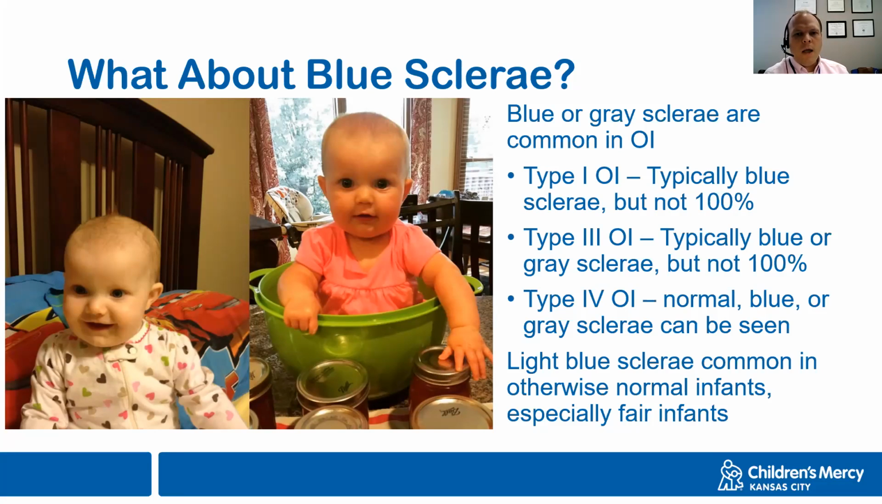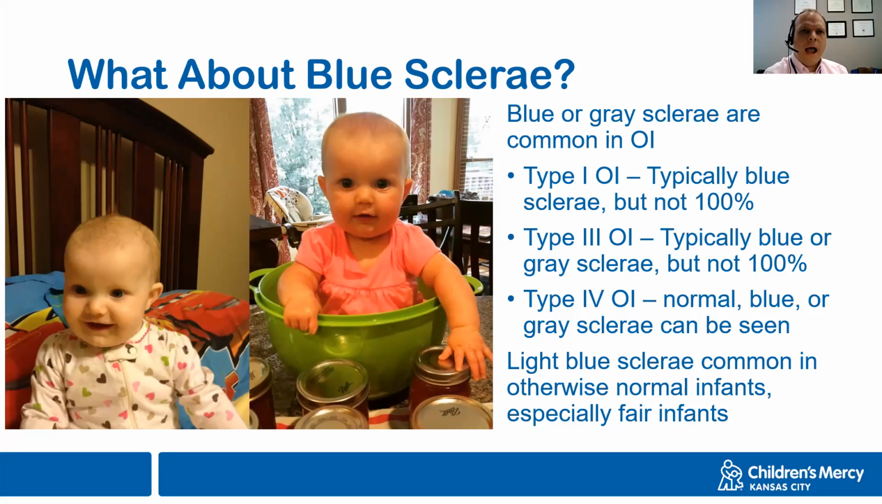So type 1 OI, we really do typically see blue sclera, not 100% of people. Type 3 OI, they can be blue or gray. Again, none of these are 100%. Type 4 OI, we do see maybe a higher percentage of those people with normal sclera that we will put in that type 4 category.